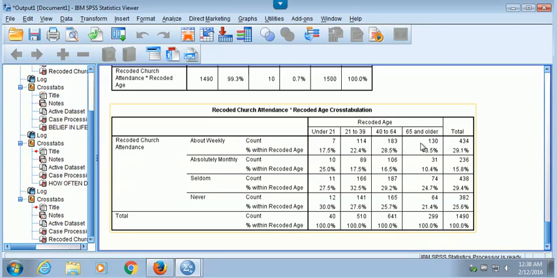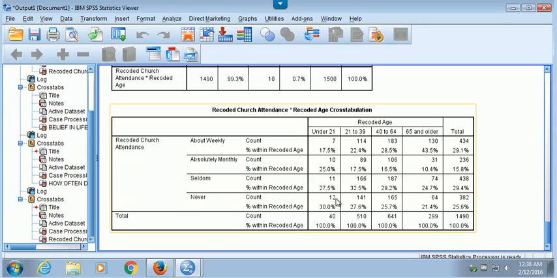So you can see when you look at age, older people, 65 and older, are more likely to go about weekly. When you start looking at monthly, you see people under 21 are more likely to go once a month. When you start looking at seldom, you see these numbers are actually pretty similar across the board. And you see younger people, 21 and younger, are more likely to never go to church. So if you look at this, there's a weak relationship here.